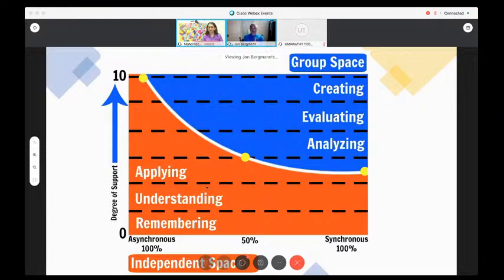We've got a lot of options with us, right? So we could have a class that's fully synchronous right here, right? That might be just a regular classroom. So if you had a regular classroom, that means you get all your time with your students at the same time.